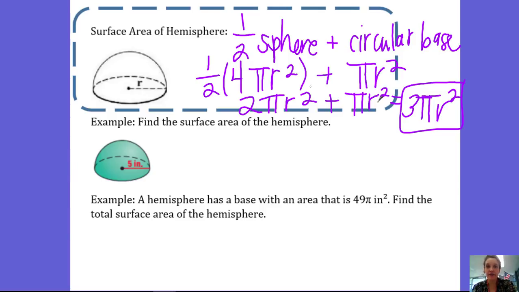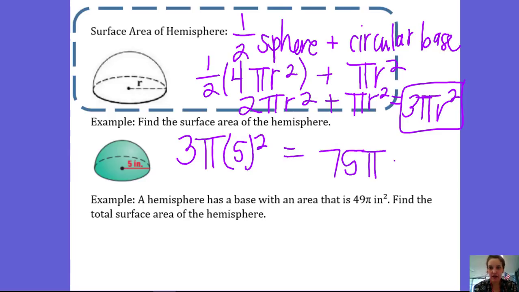And the surface area of a hemisphere is 3 pi r squared because it's half of a sphere, which is 2 pi r squared, plus that flat circular base, pi r squared. Find the surface area of this hemisphere in this example. It's just 3 pi 5 squared, which is 75 pi inches squared.